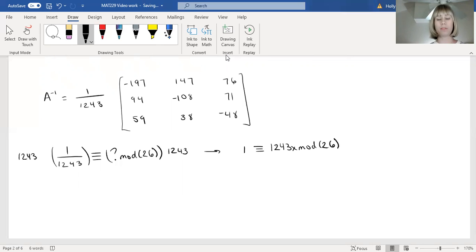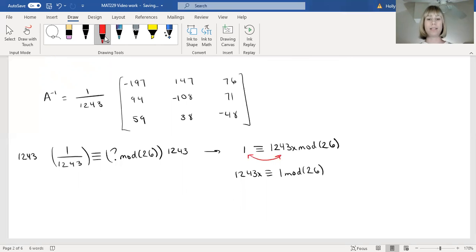And another property of the mod 26 is you can alternate and flip these values. So we're going to flip 1243x with 1 onto the other side. So we have this resultant equation. All right. So now we're all set up to solve for this mod 26.